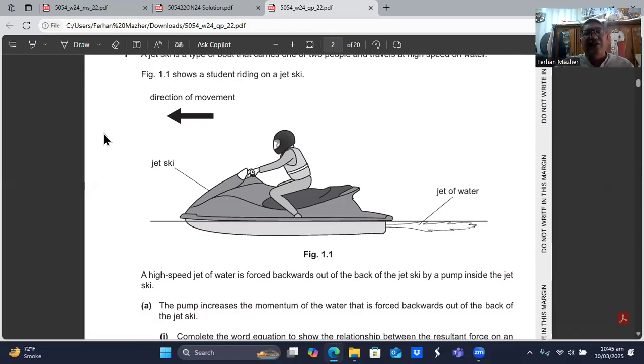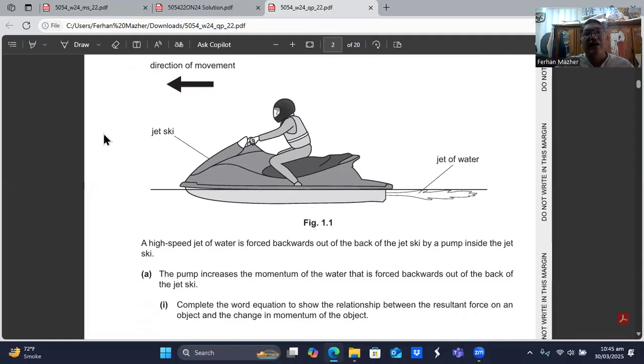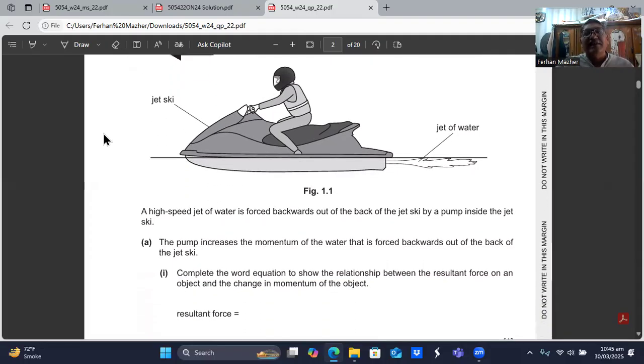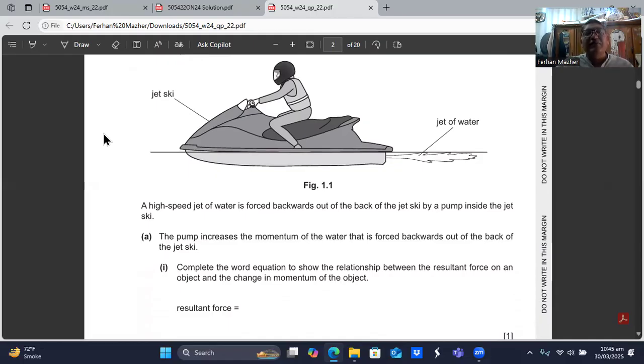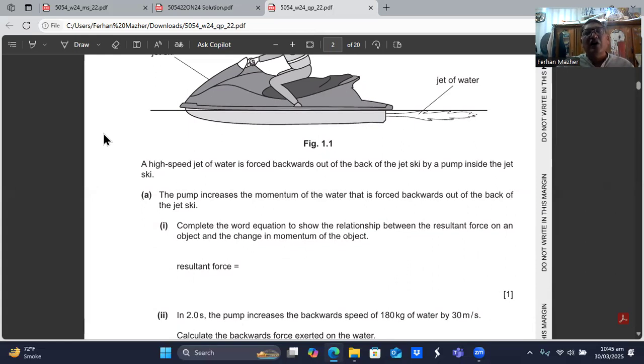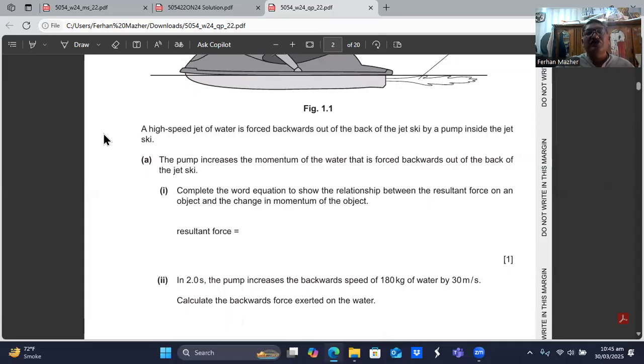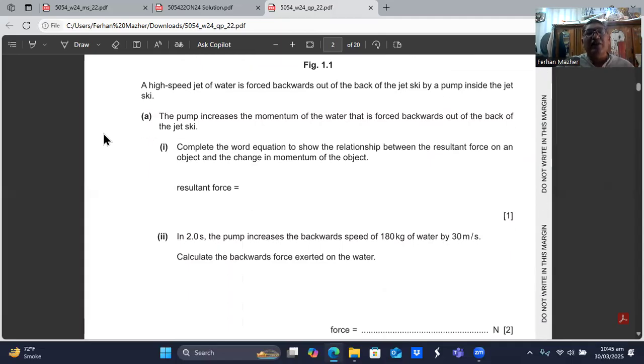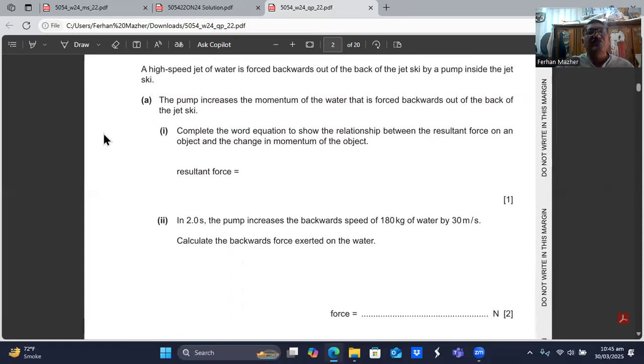A high-speed jet of water is forced backwards out of the back of the jet ski by a pump inside the jet ski. The pump increases the momentum of the water that is forced backwards out of the back of the jet ski. Complete the word equation to show the relationship between the resultant force on an object and the change in the momentum of the object. You know, the resultant force is equal to the rate of change of momentum. That means change of momentum divided by time.